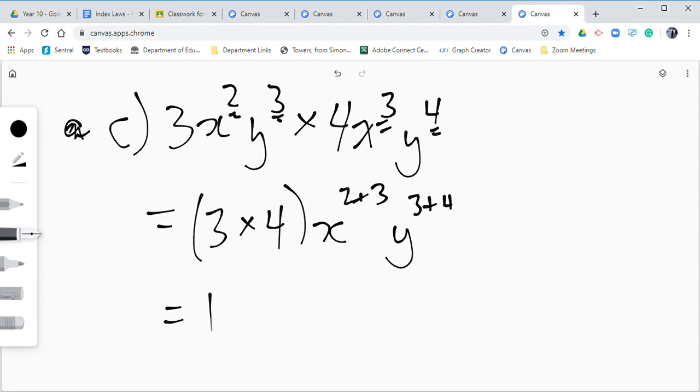Which equals 3 times 4 makes 12. x 2 plus 3 makes 5, y 3 plus 4 makes 7, and that's how you simplify, and that should help you with practice 3.